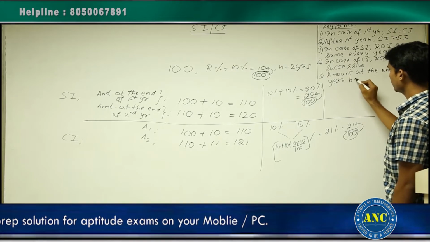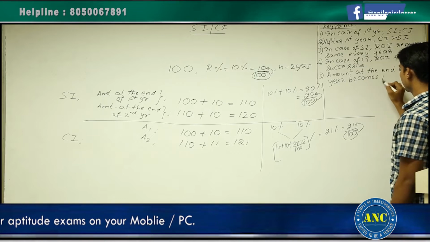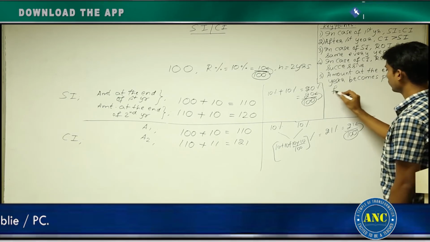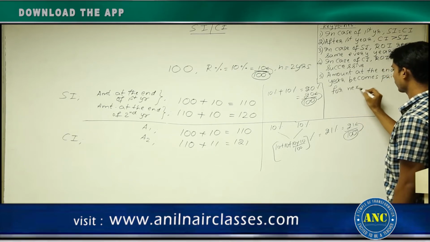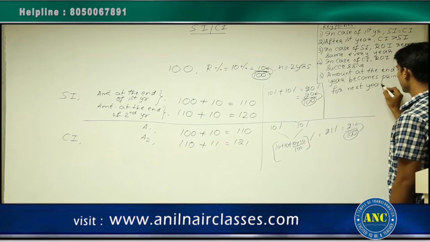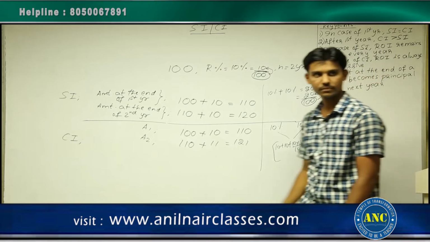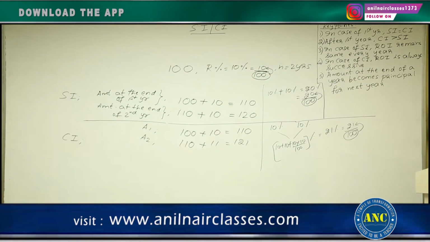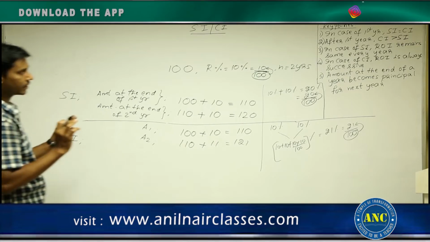Amount at the end of a year becomes principal for next year. Amount at the end of a year becomes the principal for the next year. Understood the key point? Everyone? Please remember the key points.